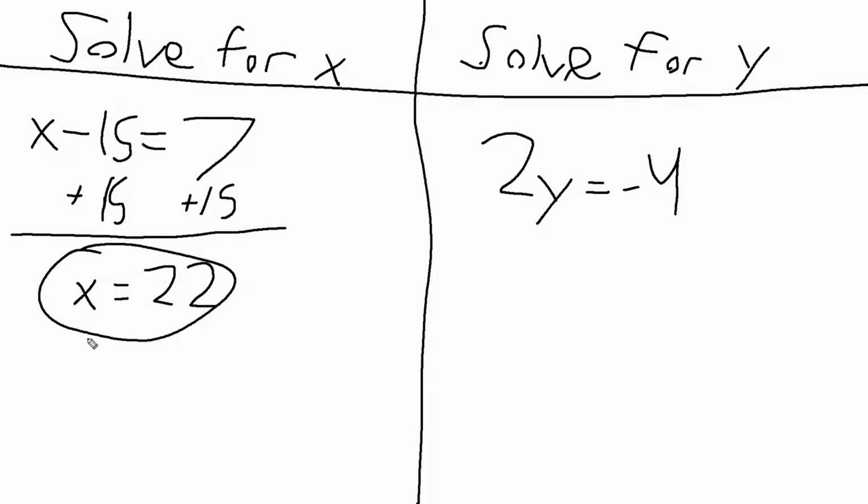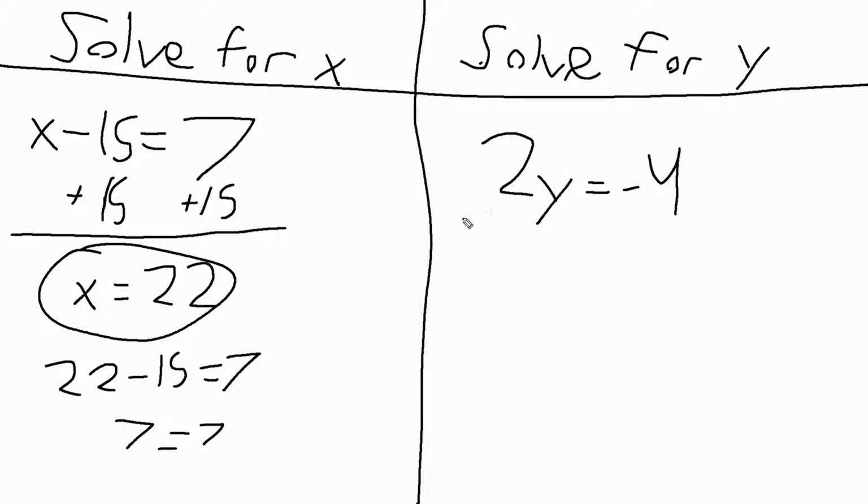And we could check that this is true by doing 22 minus 15 equals 7. And we see 7 equals 7. So x equals 22. And that one was pretty simple. I already basically showed you guys how to do that. But now we're going to be doing it with multiplication.